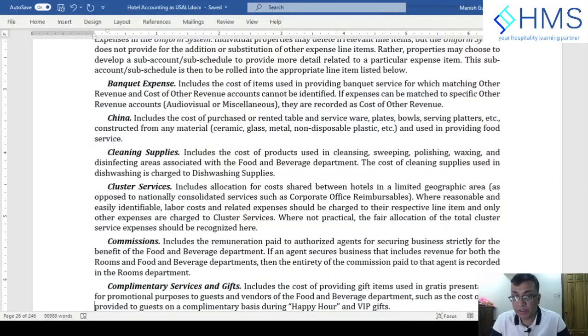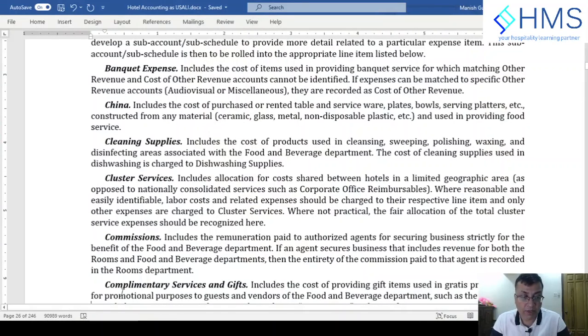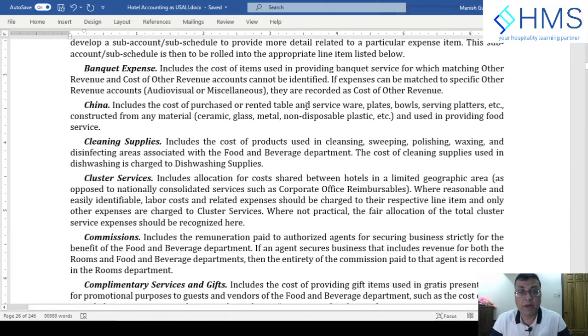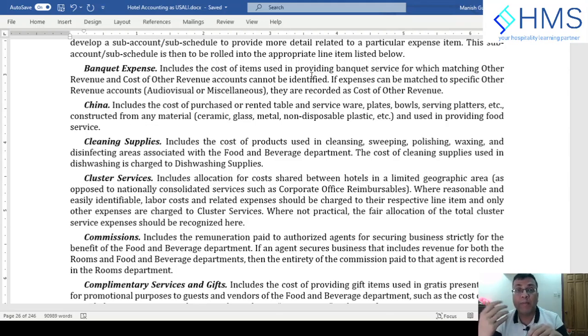The banquet expenses usually is the cost of items that the hotel is spending as part of providing the services in the function. So it may include cost of flowers, cost of decoration, cost of props that the hotel is buying. Very specific, not the cost of the linens and the serving things, because those costs will go to their individual line items like chinaware or linen.